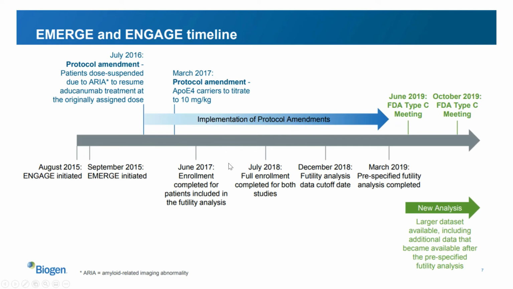The other important detail, the last one, is that enrollment stopped for the futility analysis. They only needed to enroll a subset of patients to do this futility analysis, and they had all of those patients enrolled in June of 2017. But they continued to enroll patients until the total study was fully enrolled in July 2018. So this is the larger data set that Biogen refers to. The patients enrolled in this window are included in the larger data set, and they're not included in the futility analysis.